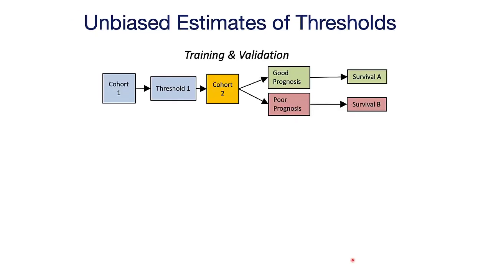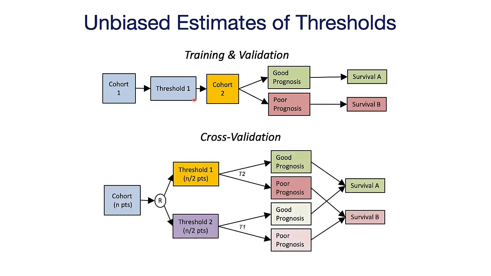So the classical way of ensuring an unbiased estimate of a threshold which distinguishes patients on the grounds of their survival, so an imaging measurement threshold, is to develop the threshold or the radiomic model in one cohort of patients, and then test it on a separate cohort of patients. And then we avoid any bias of using the same cohort for identifying the threshold and testing it.